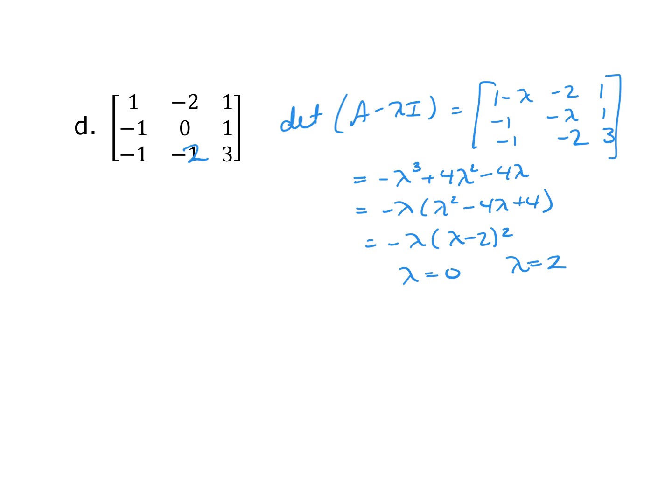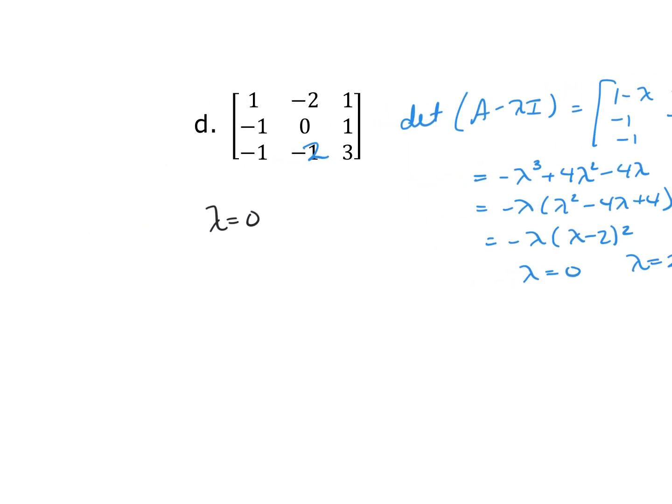So I'm going to show you how to deal with that. Let's start with the first one, though. Let's start with lambda is equal to 0. And so my matrix, of course, is 1, -2, 1, -1, 0, 1, -1, -2, and 3.